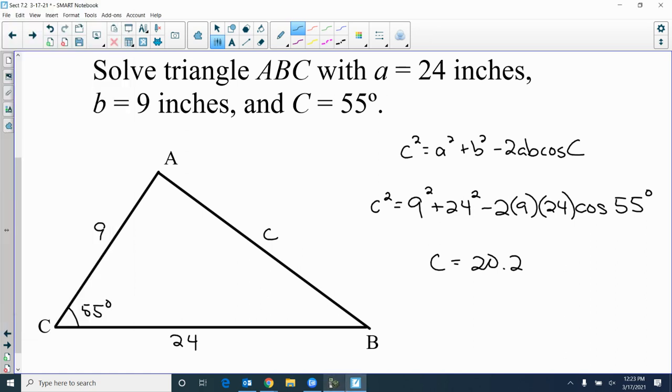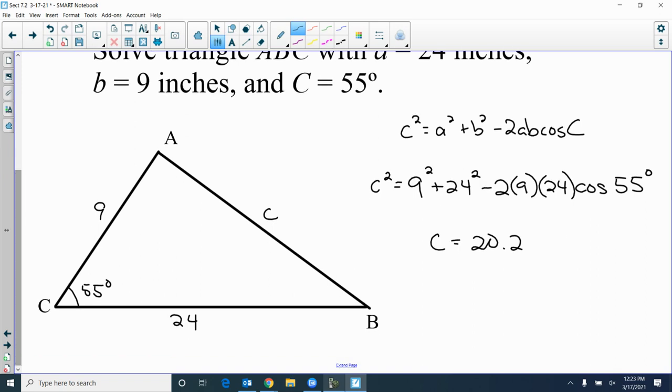Now with the directions, what does step 2 tell us to do? Find the smaller of the two remaining angles using law of sines. So which one is smaller, is it going to be A or B? It's got to be B because that's the smaller side. So use law of sines. You could technically use law of cosines, but it's not as nice.